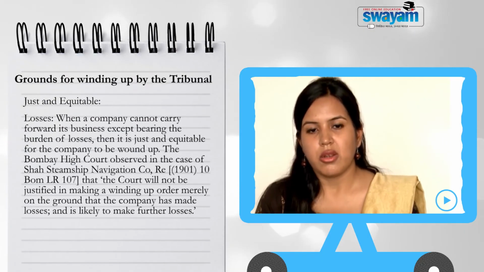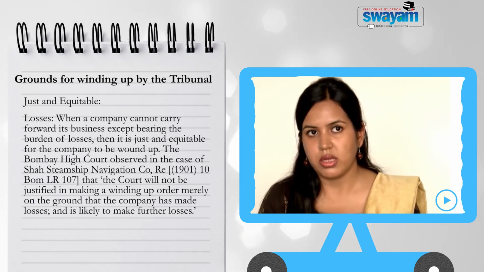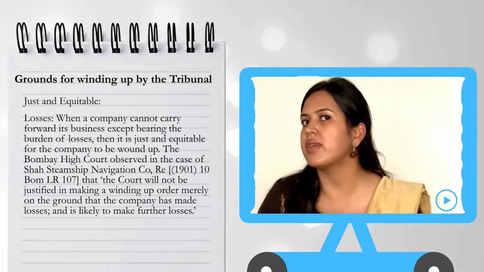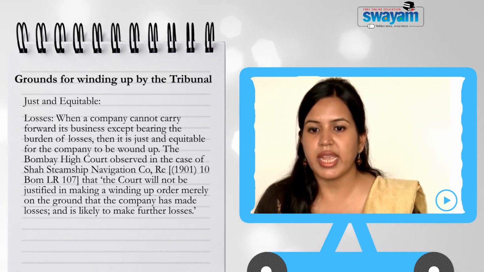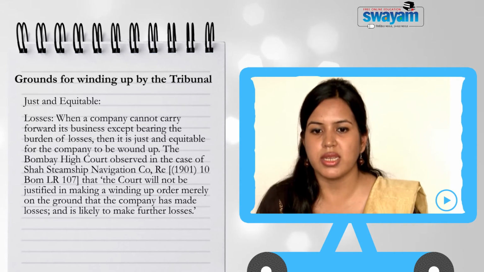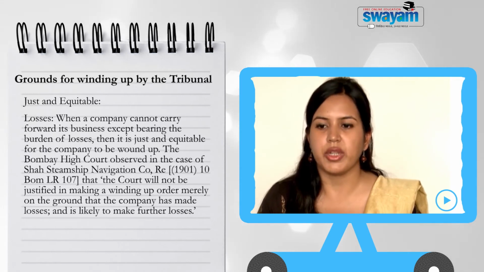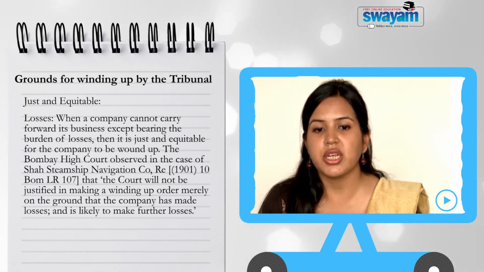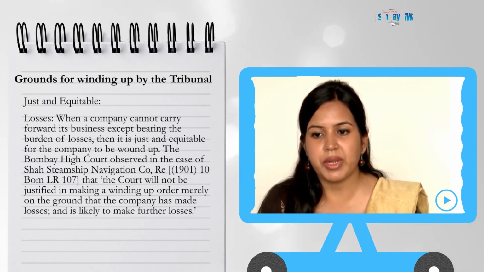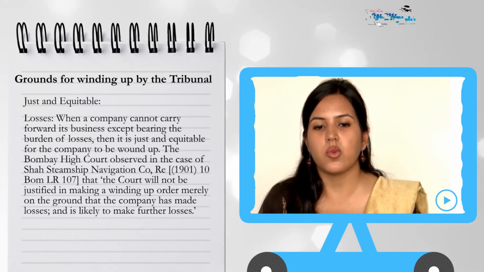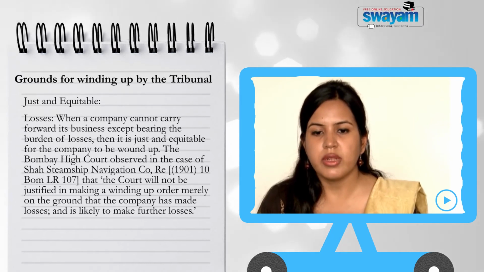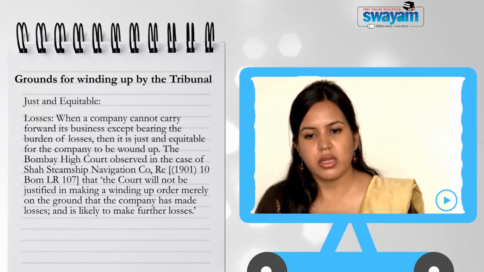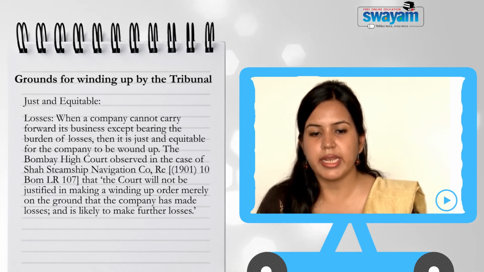Another is losses. Losses simply mean that the company is suffering a loss or the company is not earning profits. Situations are different. Suffering loss is one thing and not earning profit is another thing. But when a company cannot carry forward its business except by bearing the burden of losses, then it is just and equitable for the company to be wound up. The Bombay High Court observed in the case of Shah Steamship Navigation Company, Re, the case of 1901. In this case, the court observed that the court will not be justified in making a winding up order merely on the ground that the company has made losses and is likely to make further losses.